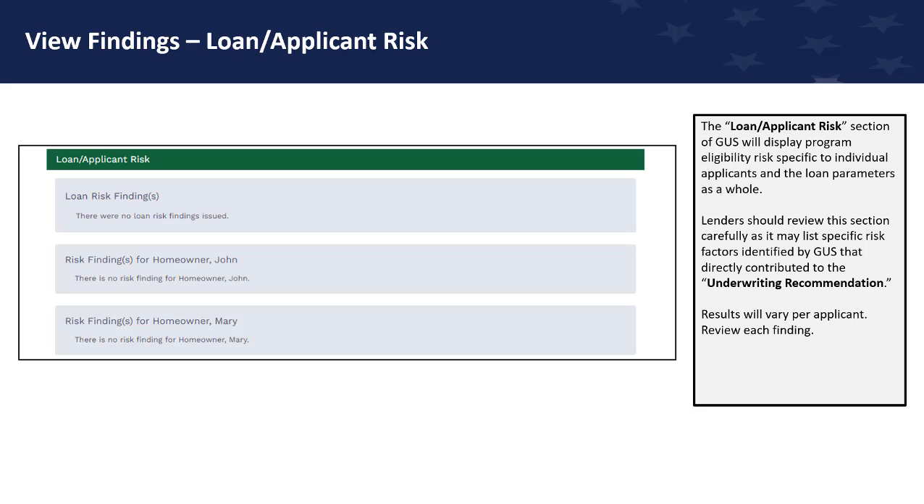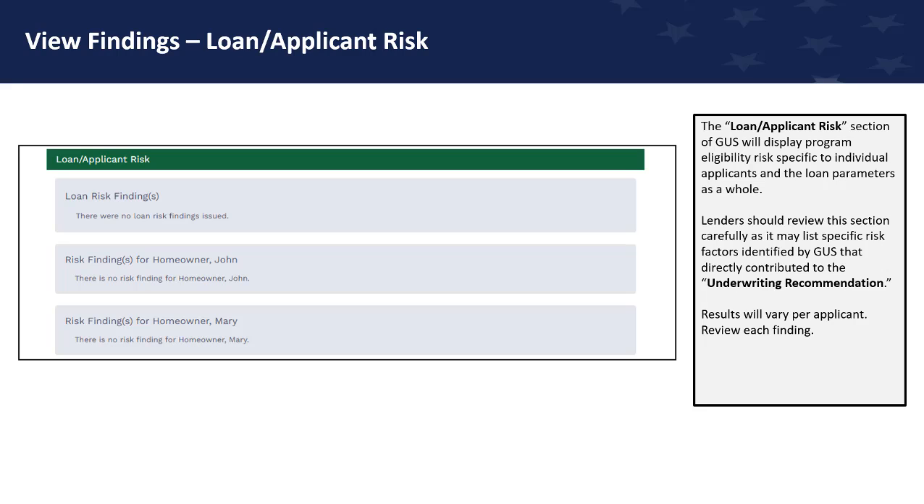The Loan Applicant Risk section of GUS will display program eligibility risks specific to individual applicants and the loan parameters as a whole. Lenders should review this section carefully as it may list specific risk factors identified by GUS that directly contributed to the underwriting recommendation. Results will vary per applicant.